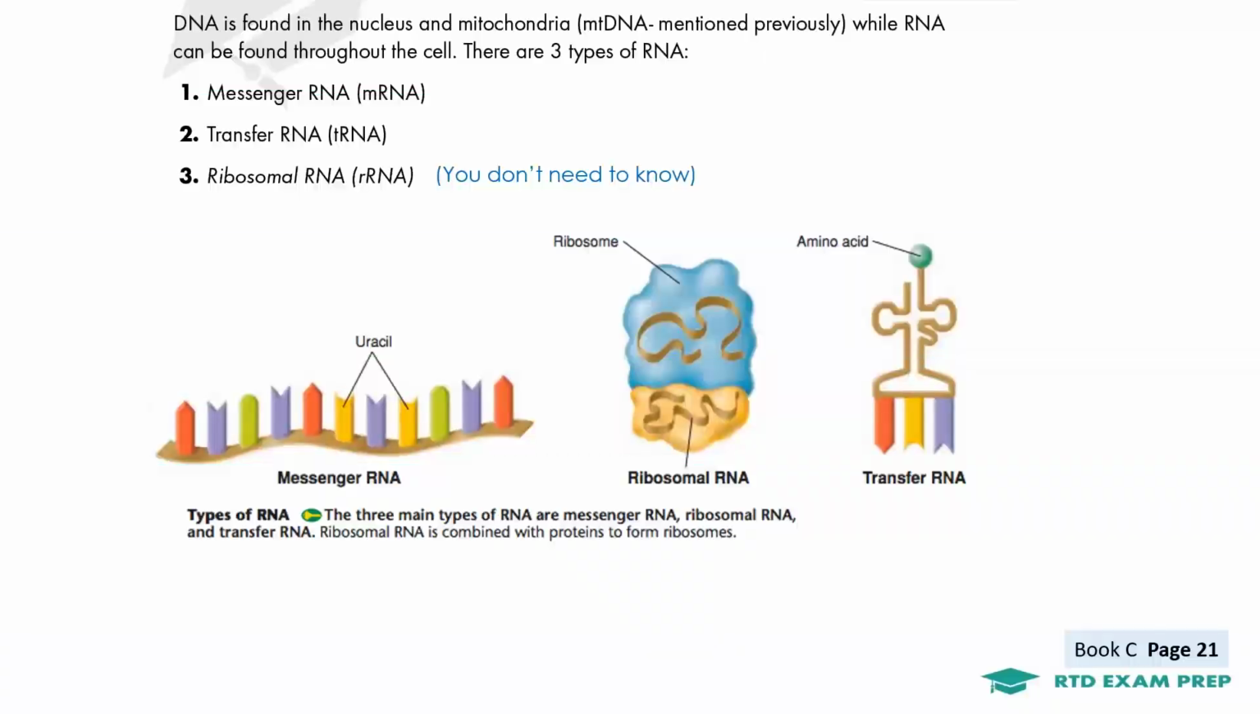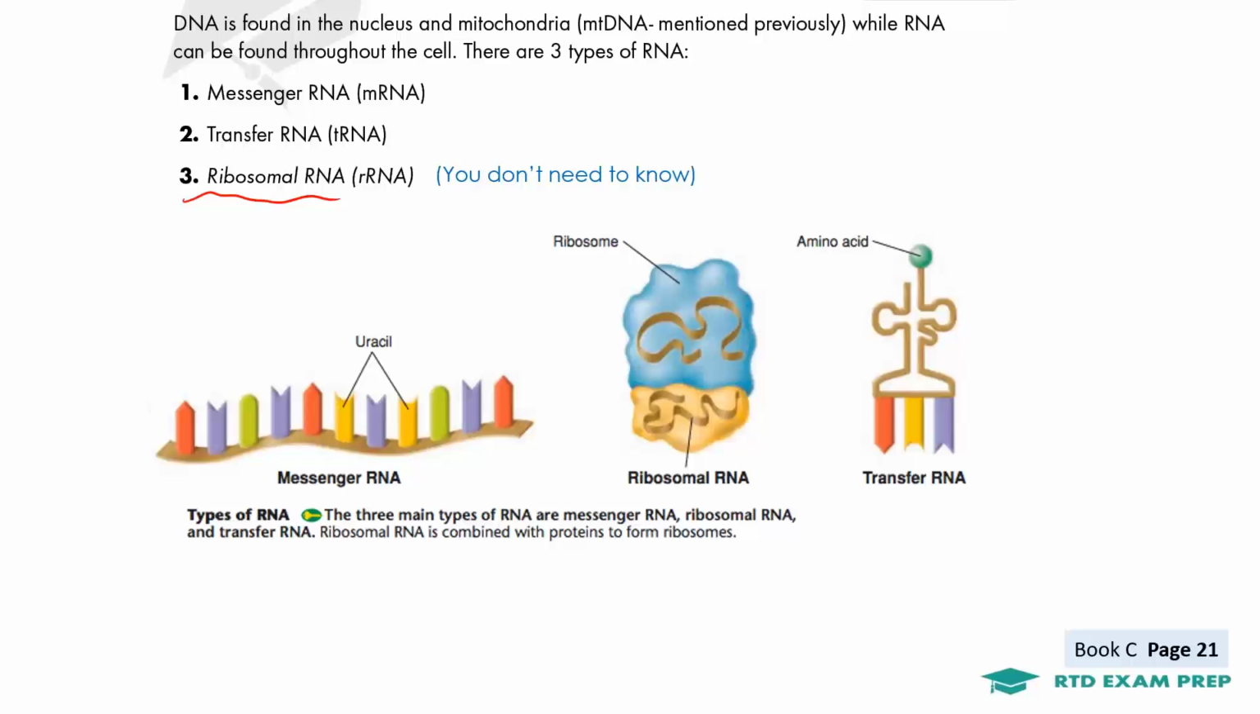As we noted before, DNA can be found both in the nucleus and the mitochondria. Remember mtDNA. Is it mitochondrial DNA or is it maternal DNA? While RNA is motile, meaning it can be found throughout the cell. There's 3 types: messenger RNA, transfer RNA, and you might cover this one in university depending on what you take, but the ribosomal RNA will not be mentioned or tested on this diploma.